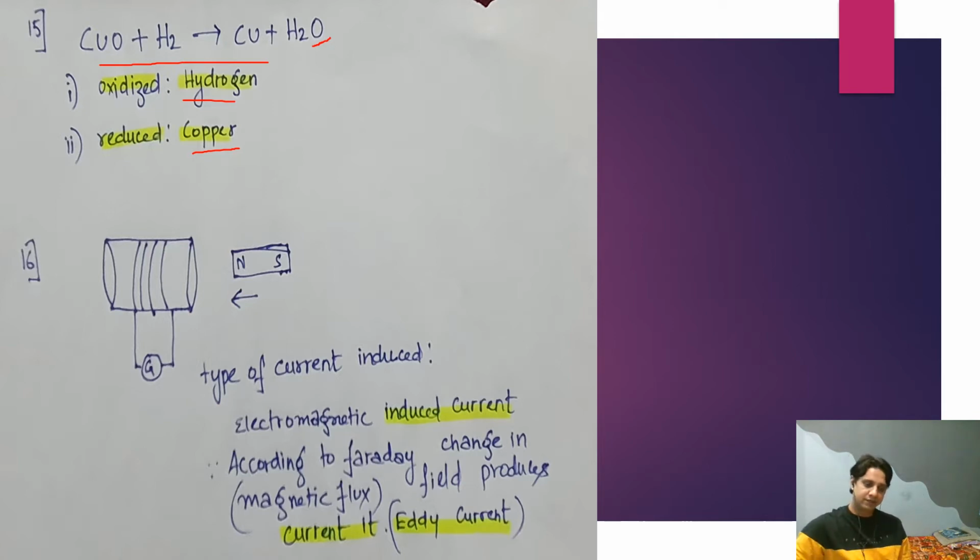16th one, they've given the figure and asked us the kind of current that is being produced. Here, since it is electromagnetic induction, we say it is induced current, or we can also say that it is eddy current according to Faraday. Whenever there is a change in magnetic flux linking with the coil, current is induced.